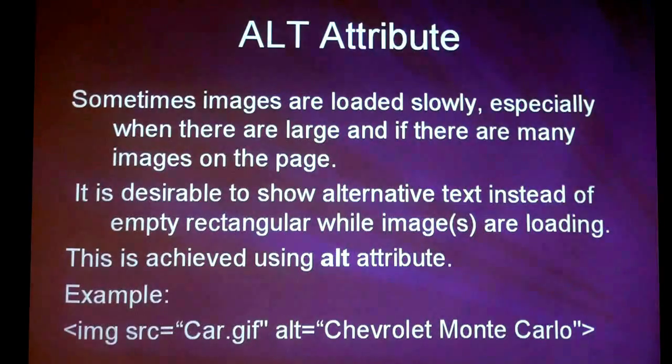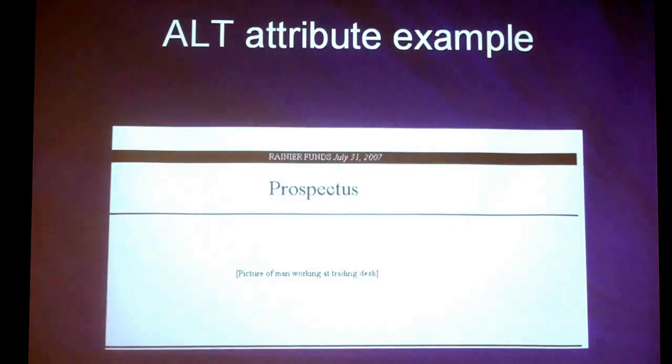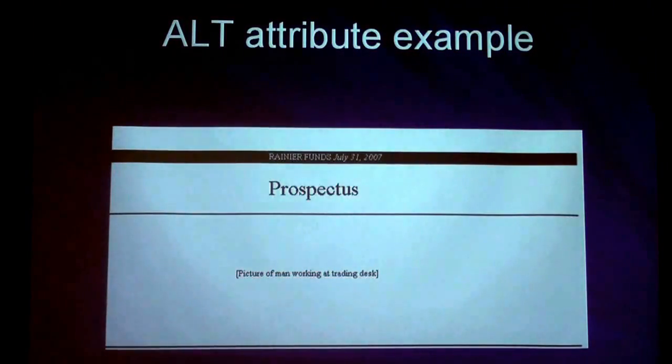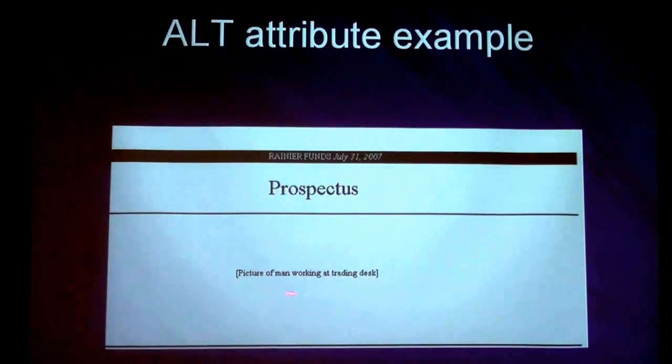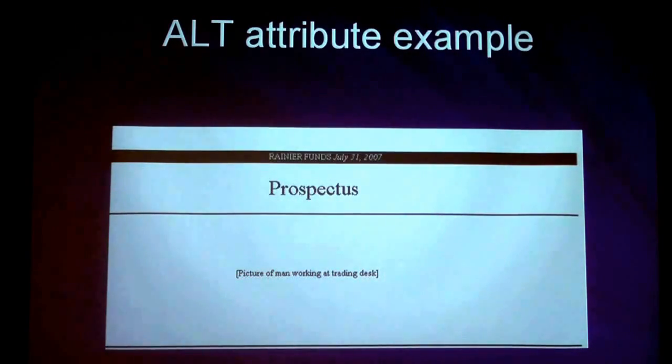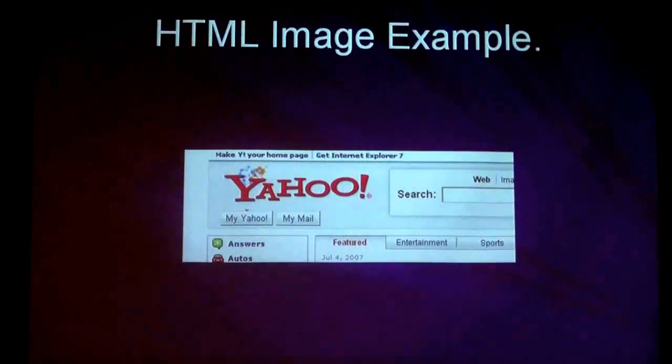All clear? Okay, so this is an example of the alt attributes which we see in this web page. It used to be one animated GIF here, a man working at his desk, but at some moment that image is gone, for various reasons, I don't know why. And then the alt information is shown here instead of the image. Okay, another example of it.